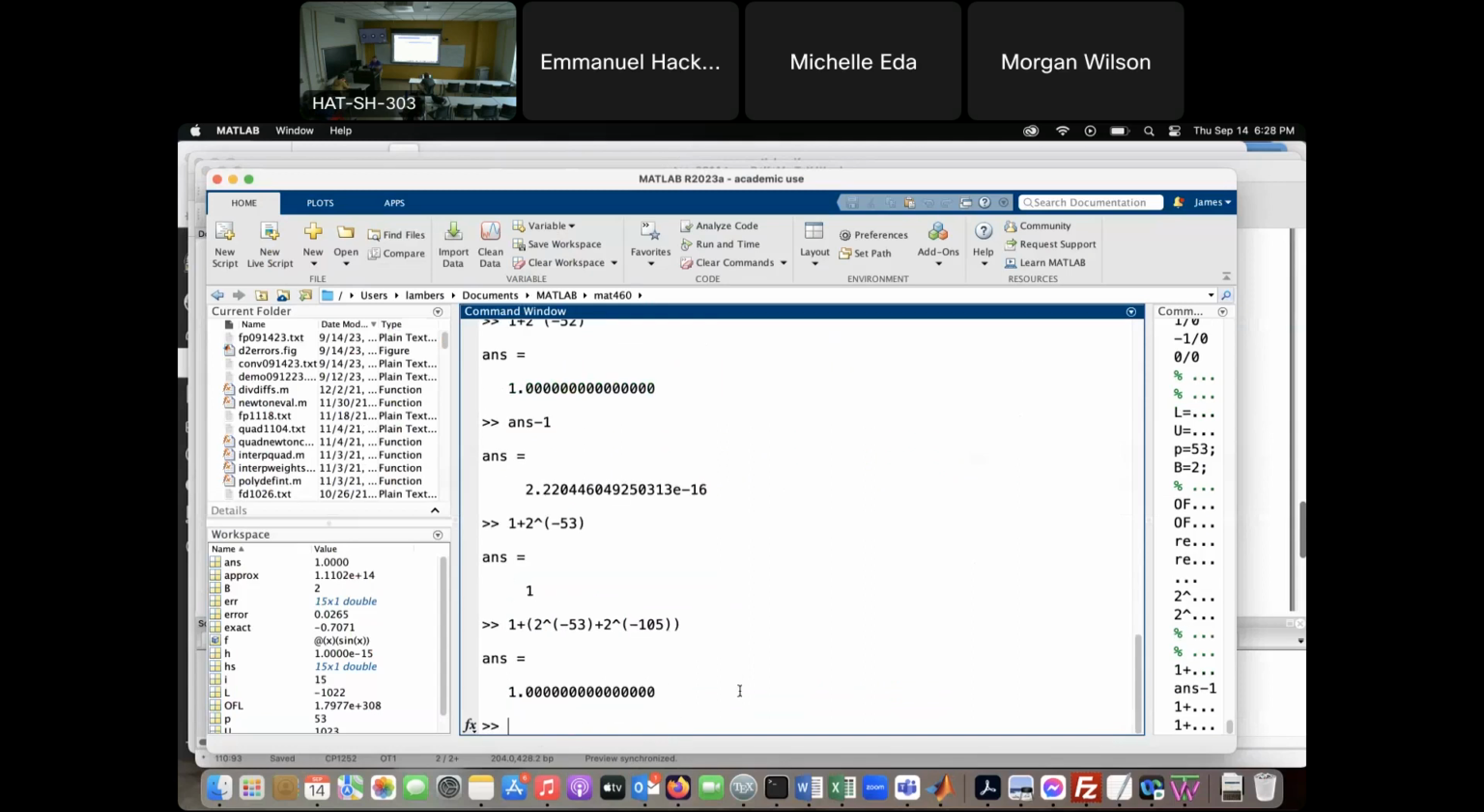Now, add all this to 1. But you have to put it in parentheses, so it's computed first. Now, this value is actually the same as this value because of rounding. But at least I can show that I could add something smaller, but not onto 1, and still have it register.